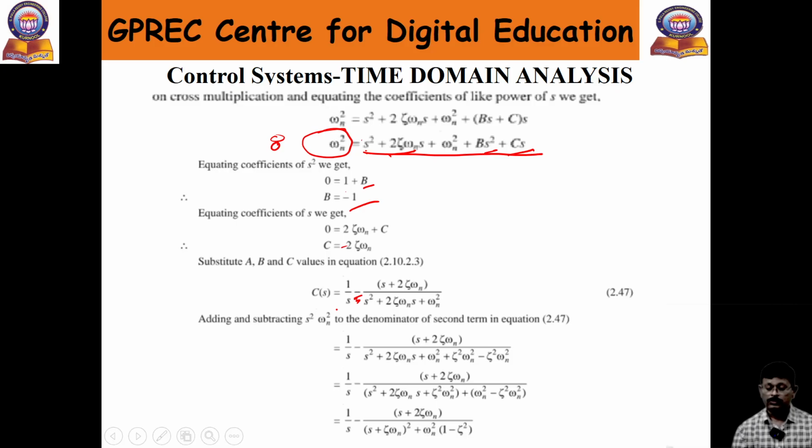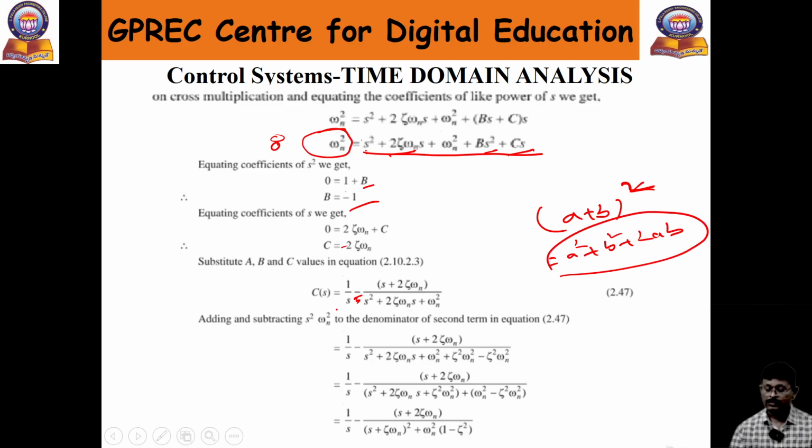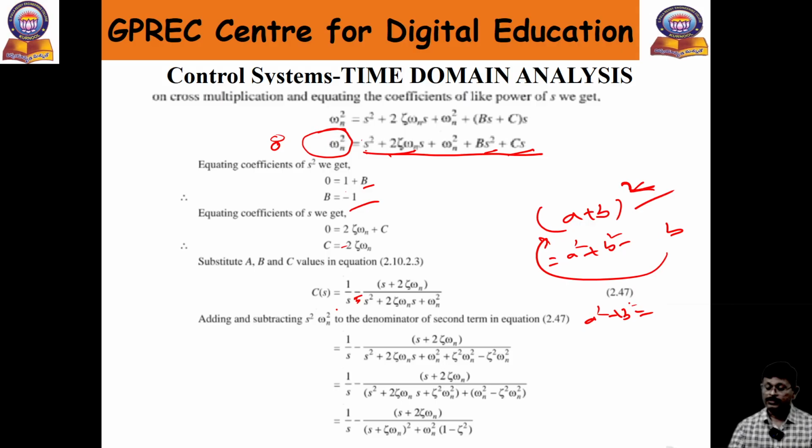Okay, so adding one more term, adding and subtracting zeta square omega square. So what are we doing here? Already you know a plus b whole square. What is this value? A square plus b square plus 2ab. Okay, so just you are framing this one, right? You are writing this one. So a square, b square is there. What will happen? A square plus b square minus 2ab comes to this side, right? So just applying this simple trick here, that's all, right? You are applying the mathematical equations.